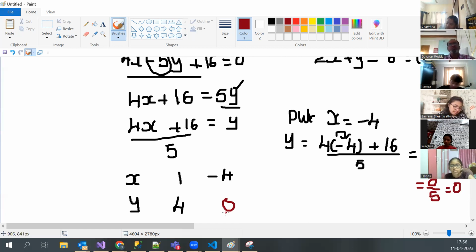Similarly, you need to try 2 or 3 values. If I put x equal to 6, what will happen? 4 into 6, 24. 24 plus 16 is 40, right? 40 by 5 is 8. That's all you can do. If you want, you can put one more value, but not required. Is it clear, everyone?